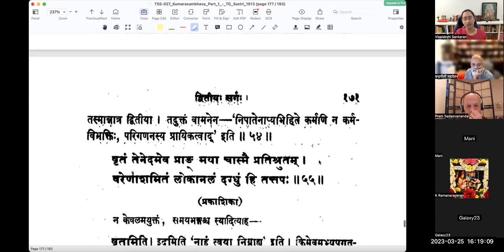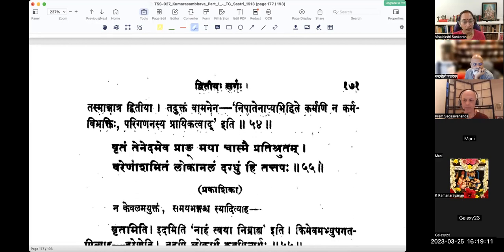And Vamana mentions this in his Kavyalankara Sutra Vritti. Tasmat na atra dvitiya, tad uktam Vamanena: nipatenapi abhihite karmani na karma vibhaktihi. Karma vibhaktihi tu dvitiya vibhaktihi. So even if it is indicated by nipatam, the karma does not get dvitiya vibhakti. Pariganasya prayikatvat. It's only for an example that he gives krit, taddhita, ting, ityadayaha. Even if it is indicated by a nipata, you will have to put it in prathama vibhakti.